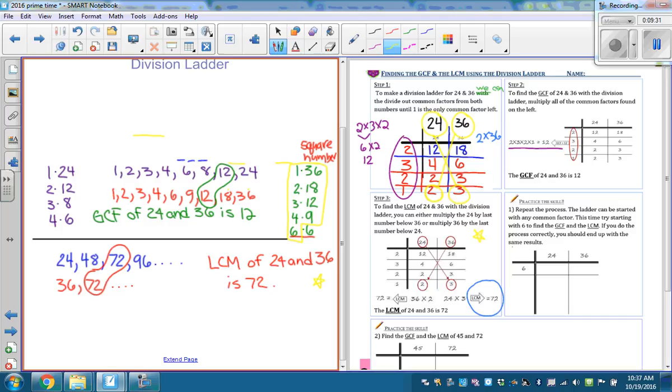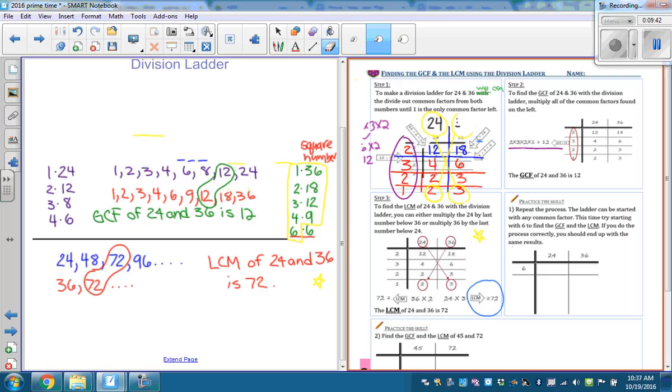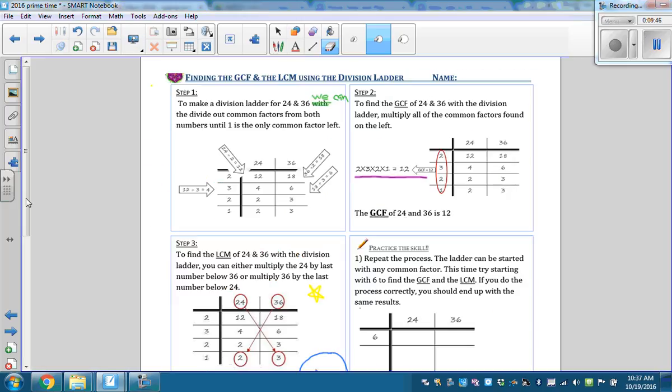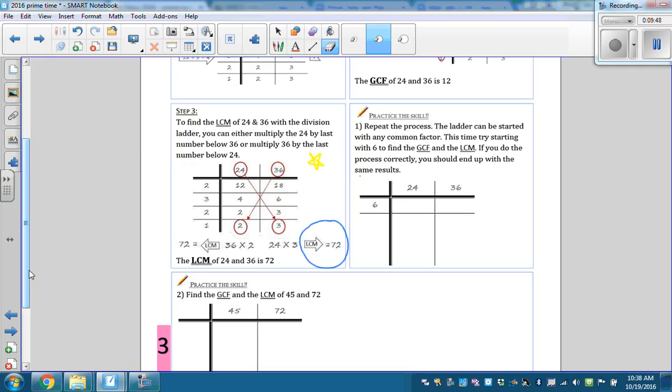So we practiced that skill, and when you read the first practice your skill over here, I'm going to erase this now because it's all worked out nicely. When you read the practice your skill, repeat the process. The ladder can be started with any common factor. This time try starting it with 6, which is what we did in class.